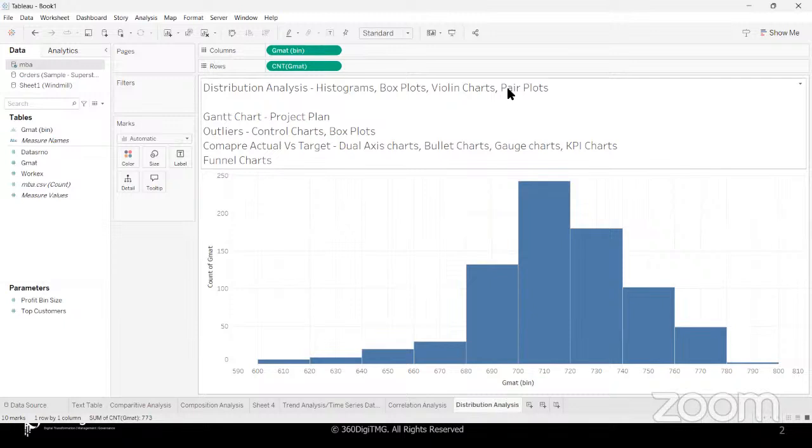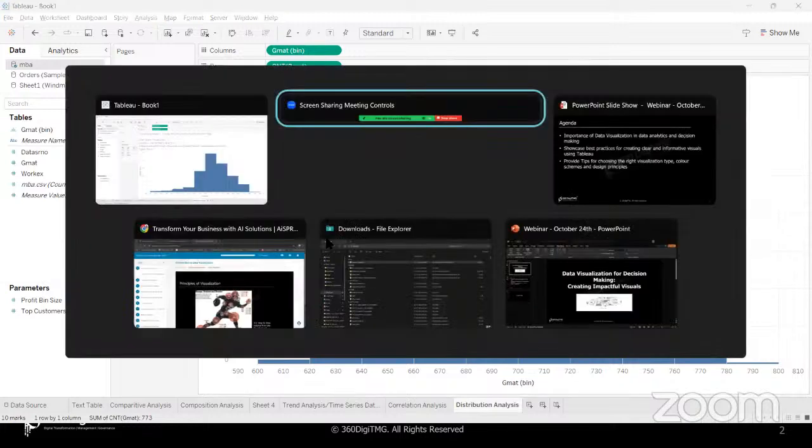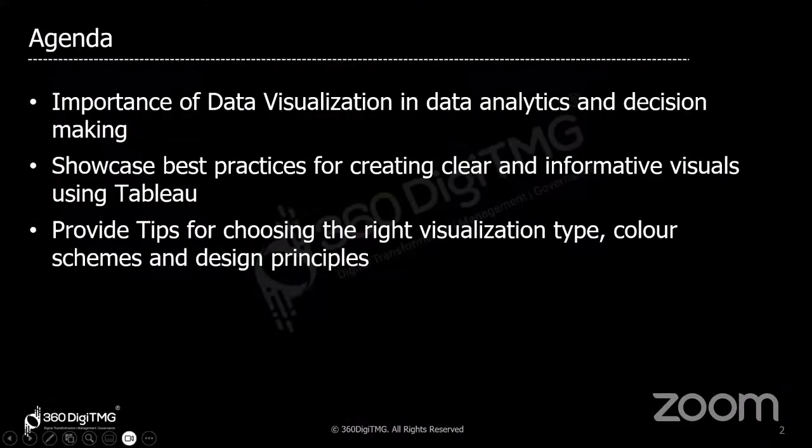Rarely you might come across violin or pair plots, but most often you will see histograms for distribution analysis. So these are the most commonly used charts one needs to be familiar with, and also which chart to create when. That is the most important point in our agenda. Choosing the right visualization type, using colors, and making sure that you're following the rules and the principles of data visualization.